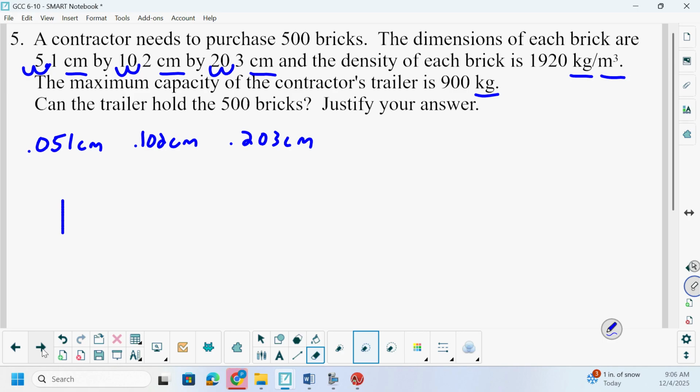So our bricks, we'll just draw a rough picture. If you have to draw a three-dimensional prism type shape, just overlap one of the corners and then just connect all the corners. And this may not be to scale. I'm just going to randomly label the dimensions.